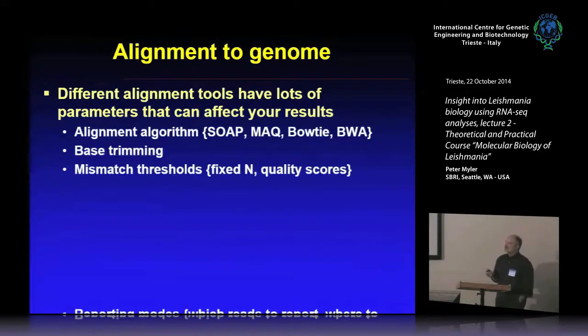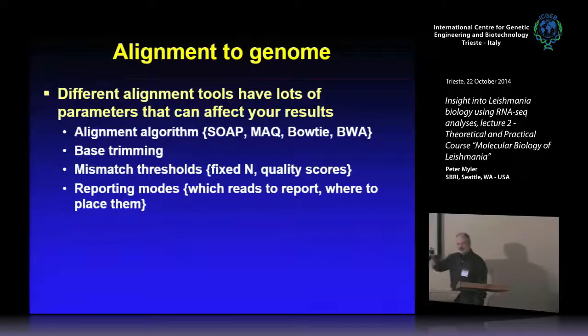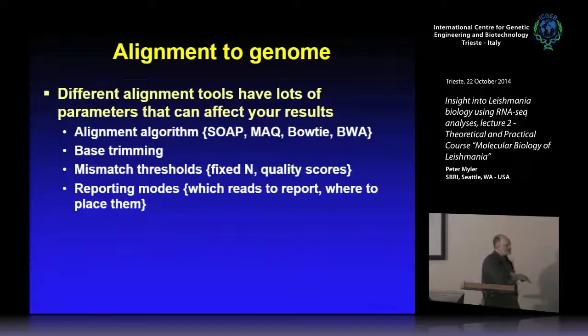The alignment to the genome, as I said, you can change a lot of parameters, and you might want to use different parameters to do different things. You can use different parameters in different algorithms. You can trim the bases, the bad bases, or the early bases if you want. You can set different mismatch thresholds. Depending on how rigid you are on setting your mismatch, if you set it too stringently, you'll miss some reads because the reads are not always perfect. If you set it too loosely, you'll end up with reads that map to too many places in the genome.